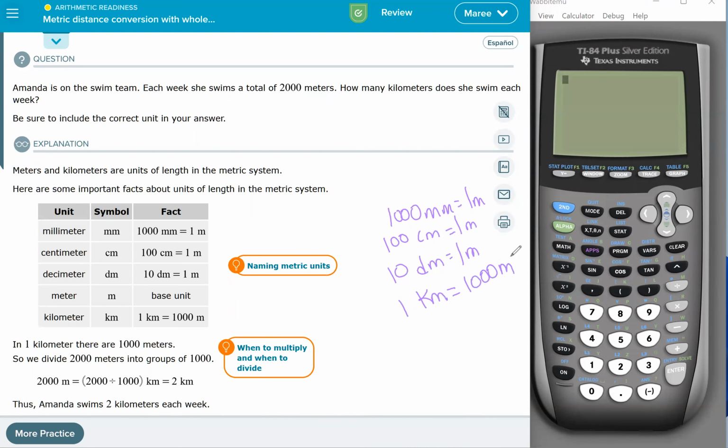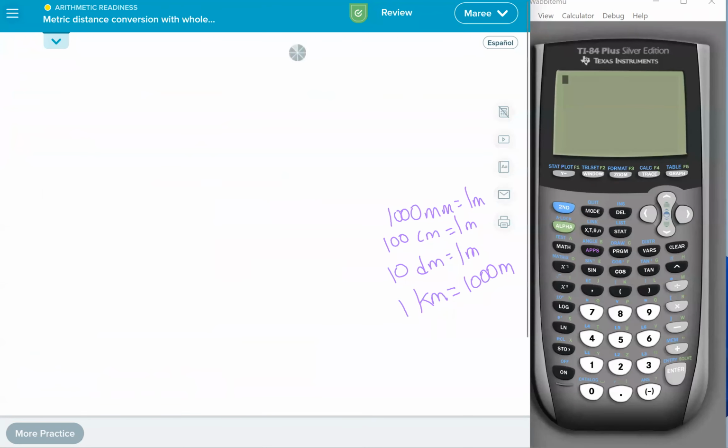Now, notice that all of these labels are lowercase. So when you are using these labels and you're writing it with your pencil, make sure to use lowercase letters. So I'm going to go ahead and make this k a little more like a lowercase k for the kilometer. That's okay. So we're going to go ahead and we'll do our practice.